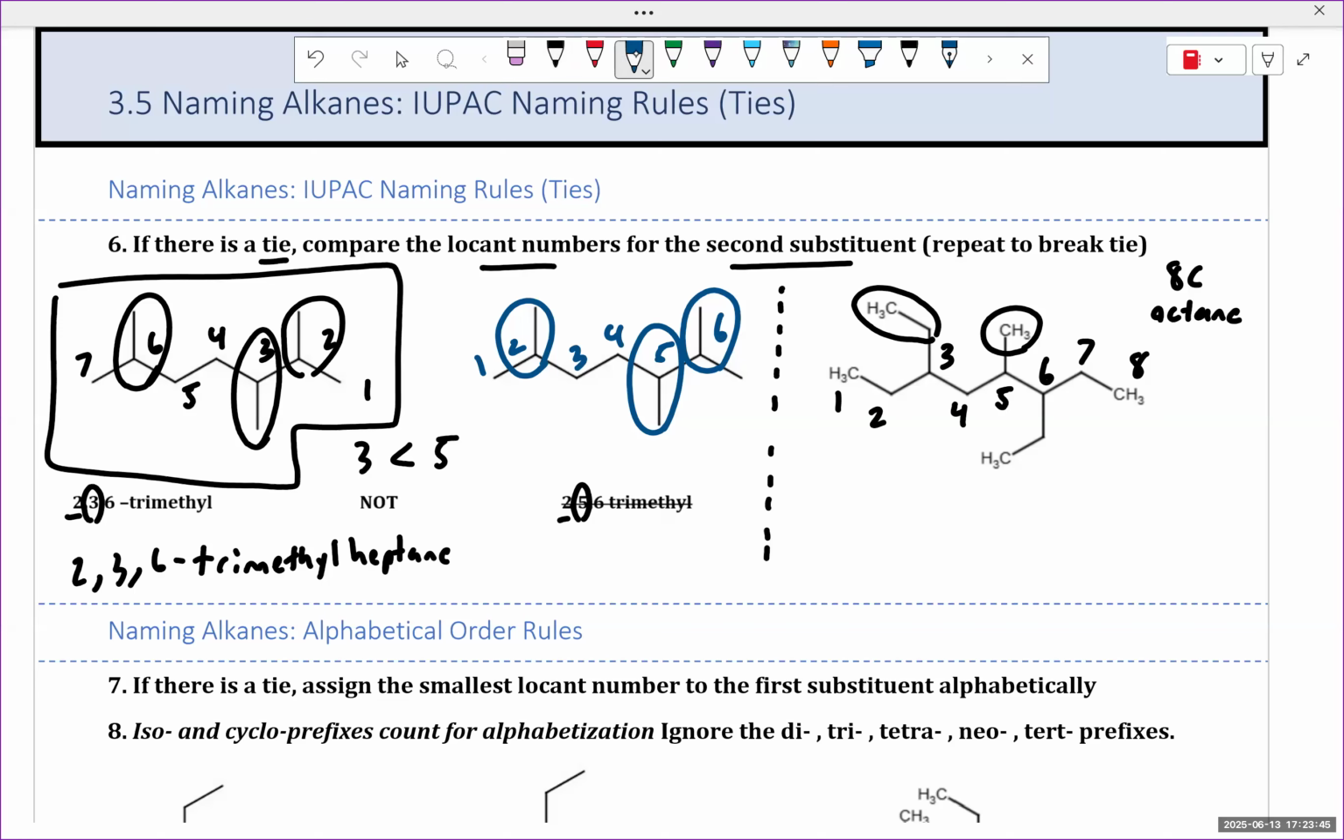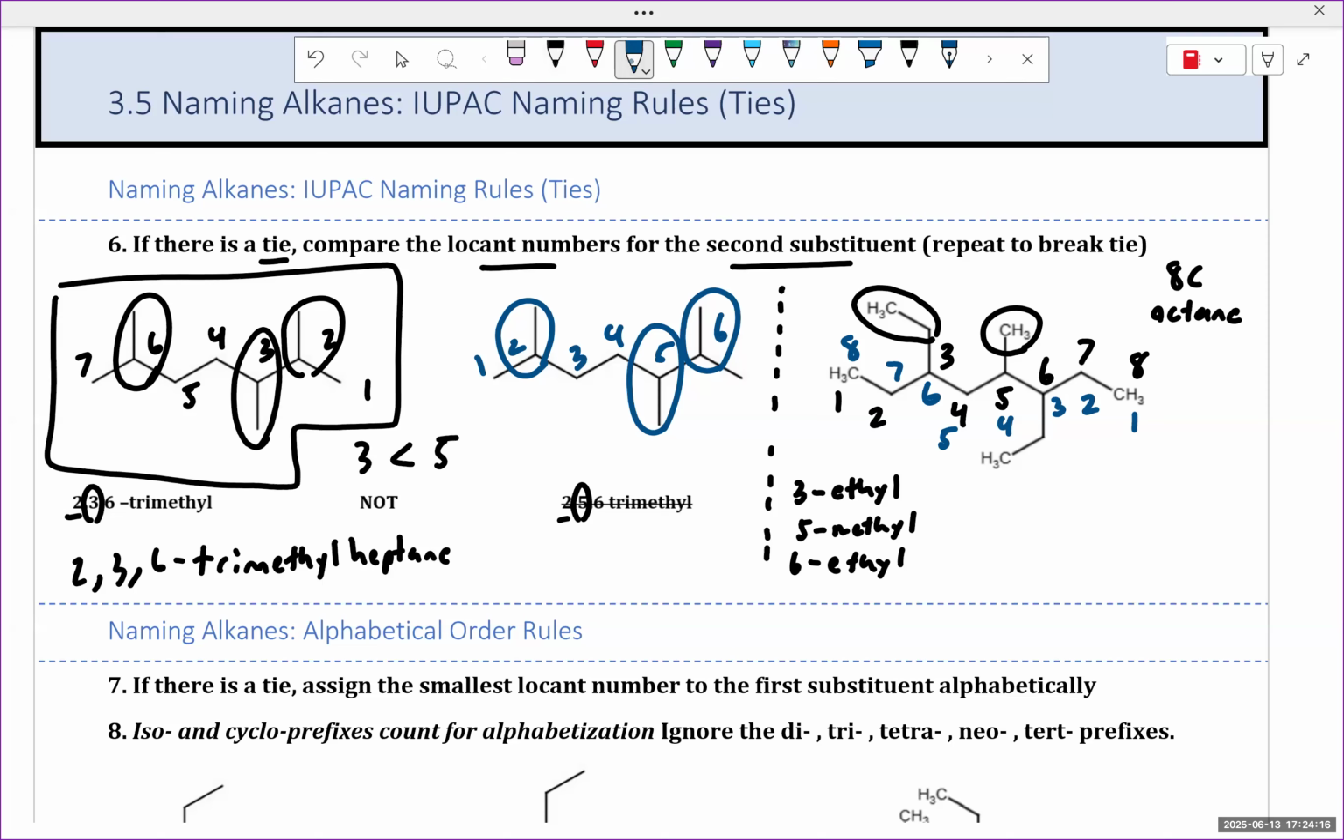Let's now look at our alternative set of numbering. So we counted from left to right. Let's count from right to left. 1, 2, 3, 4, 5, 6, 7, 8. Let's now list out our possible locant numbers. So looking at the counting from left to right, the numbering in black, we have 3 ethyl, 5 methyl, and 6 ethyl. So we have 3, 5, 6.